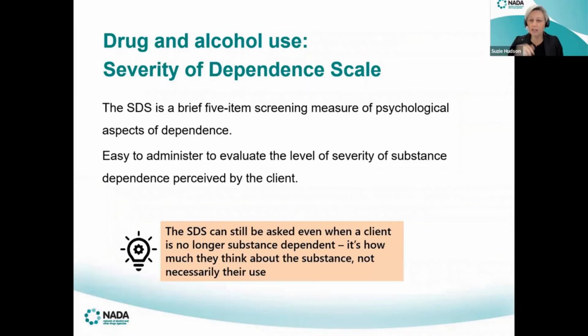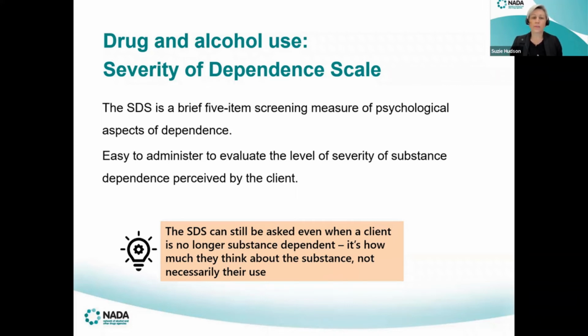Hopefully that's given you a couple of insights into the way in which people themselves, those that are accessing treatment, do feel and can be very engaged and see the relevance and importance of asking these questions. Let's turn now to each of the measures in NADAbase in turn.